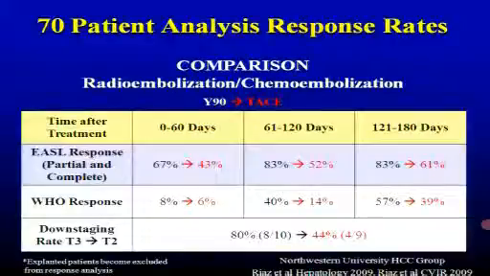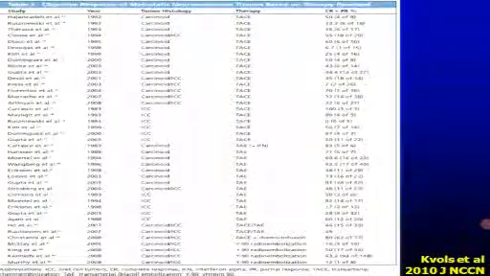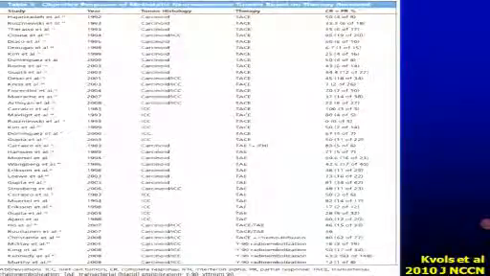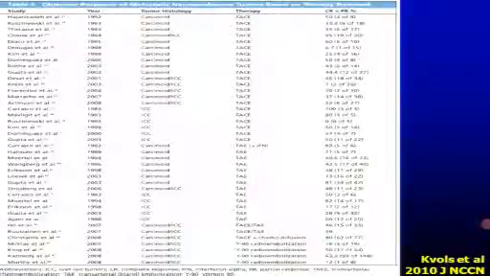We also showed here that the partial response rate, the amount of decrease in size, is also slightly better with the yttrium than with the chemoembolization, 57% versus 39%. Now, this is a slide from Dr. Cole's article in JNCCN that really gives you a very good overview of all of the response rates that we've observed in a long time.